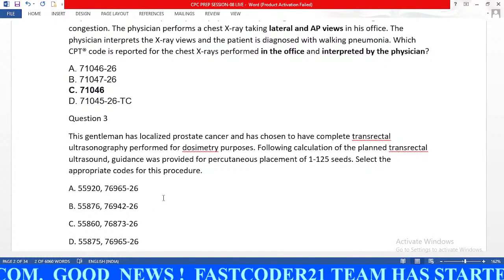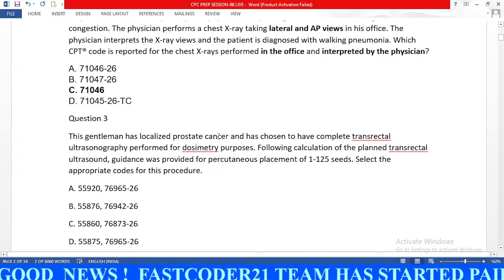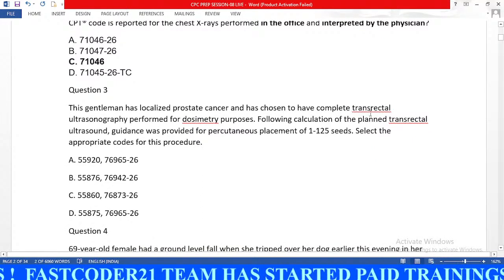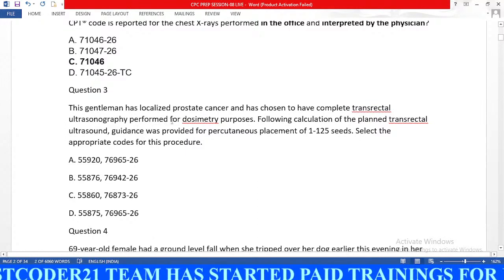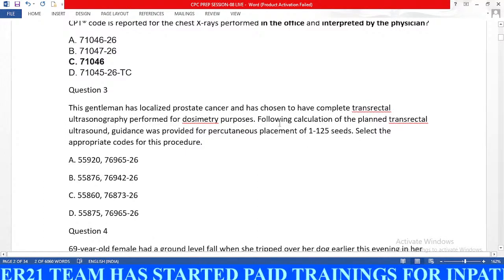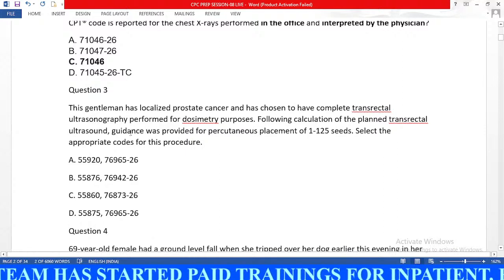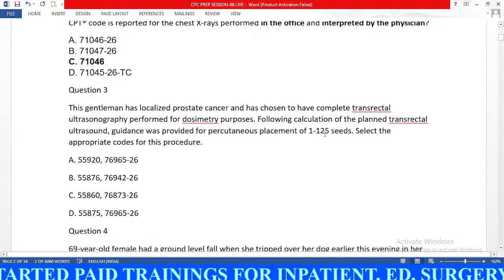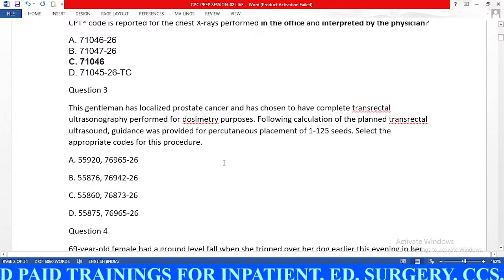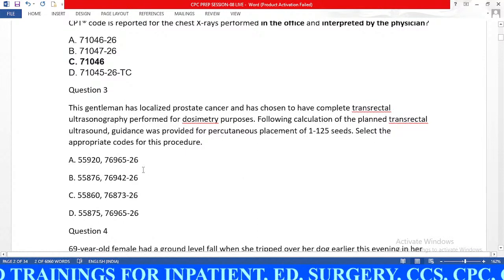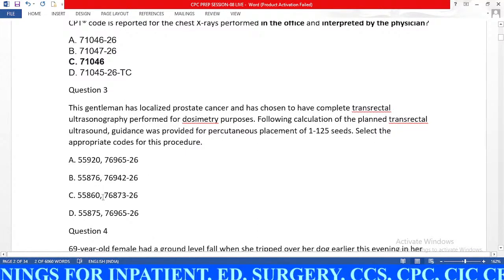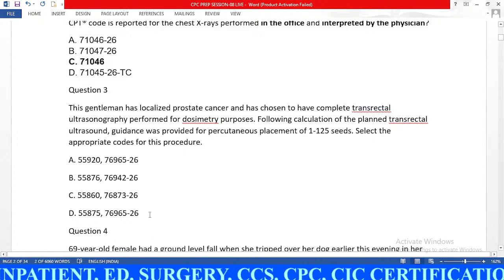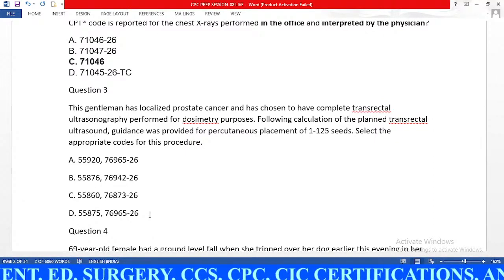So now we will go ahead with the third question. This gentleman has localized prostate cancer and has chosen to have complete transrectal ultrasonography performed for dosimetry purposes. Following calculation of the plan, transrectal ultrasound guidance was provided for percutaneous placement of 11 to 25 seeds. Select the appropriate codes for this procedure: 55920, 55876, 55860, 55875. Now it is 10:15. We will start discussing the answer at 10:19.